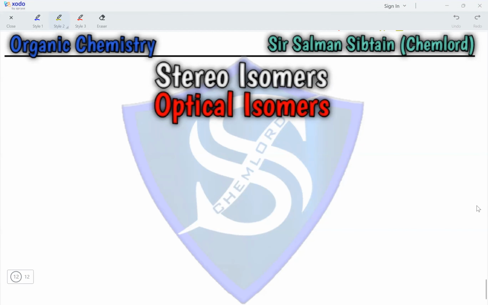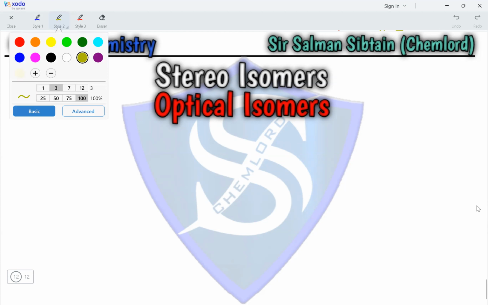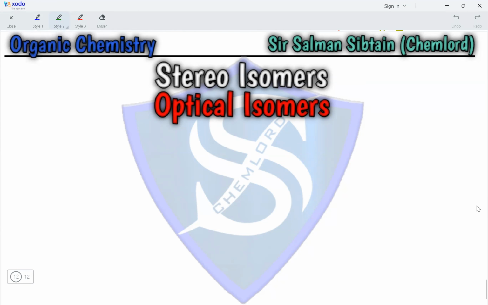Okay, now we need to know how to differentiate between the optical isomers. So we use a light source which will have light present in all directions. This is the light that we can see. And then this is inside a device. So this is the light source.